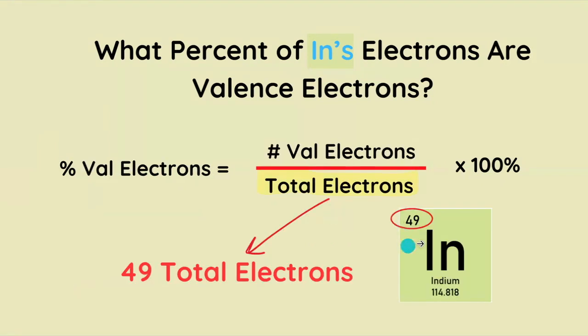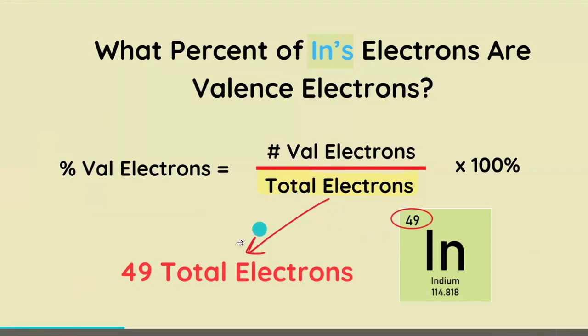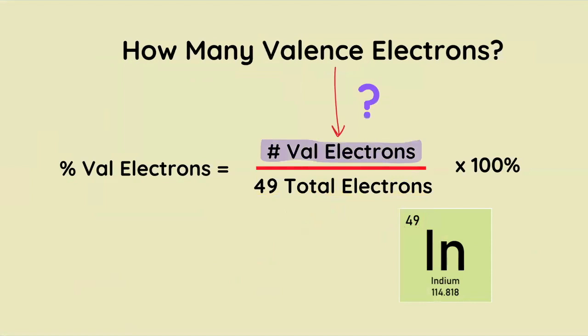We look on the periodic table and we see that the atomic number is 49, and we have to make the assumption that we have a neutral atom because they didn't tell us otherwise. So the total electrons, which is our denominator, is 49. But what about the number of valence electrons, our numerator?